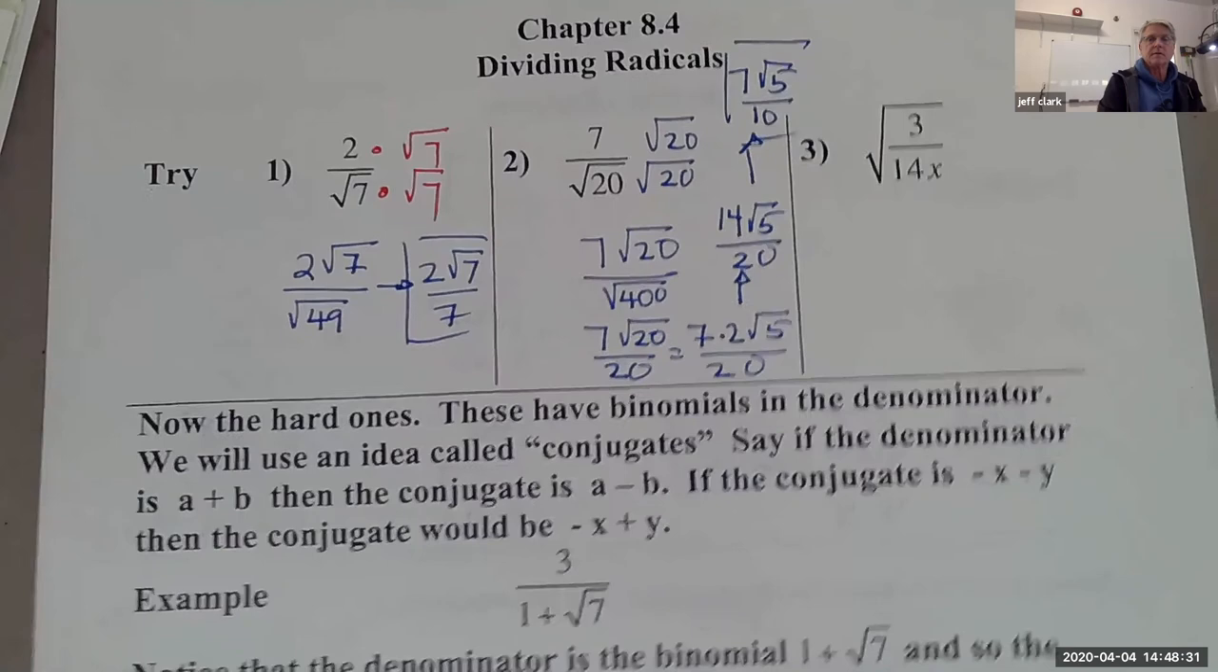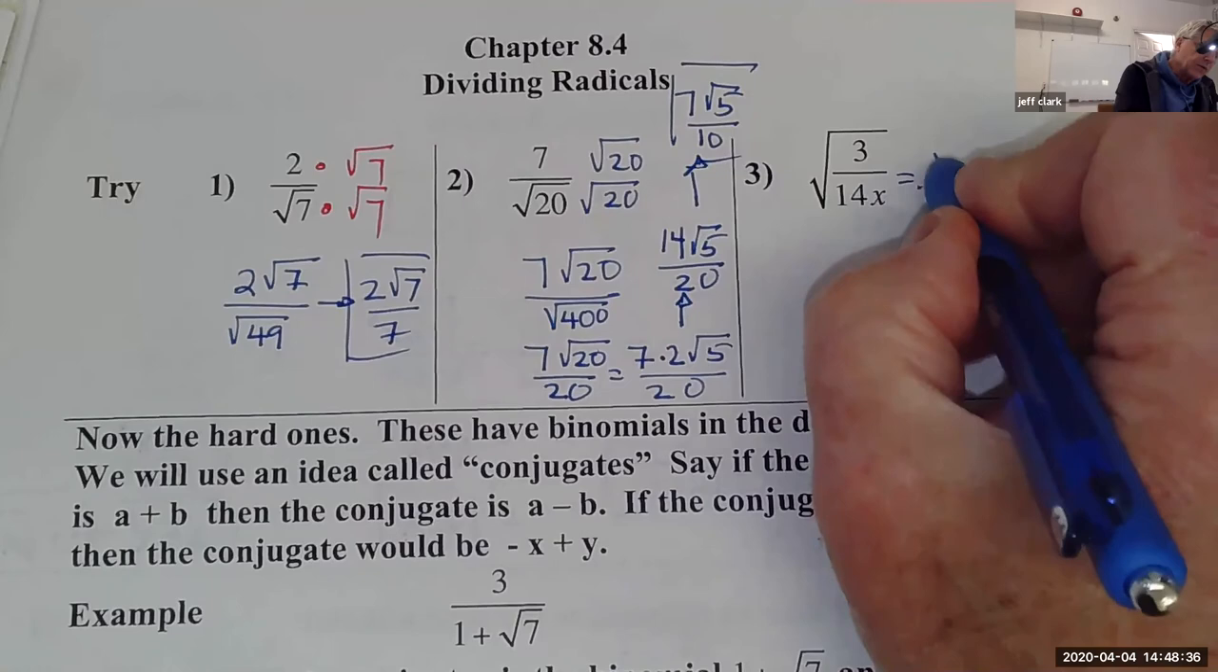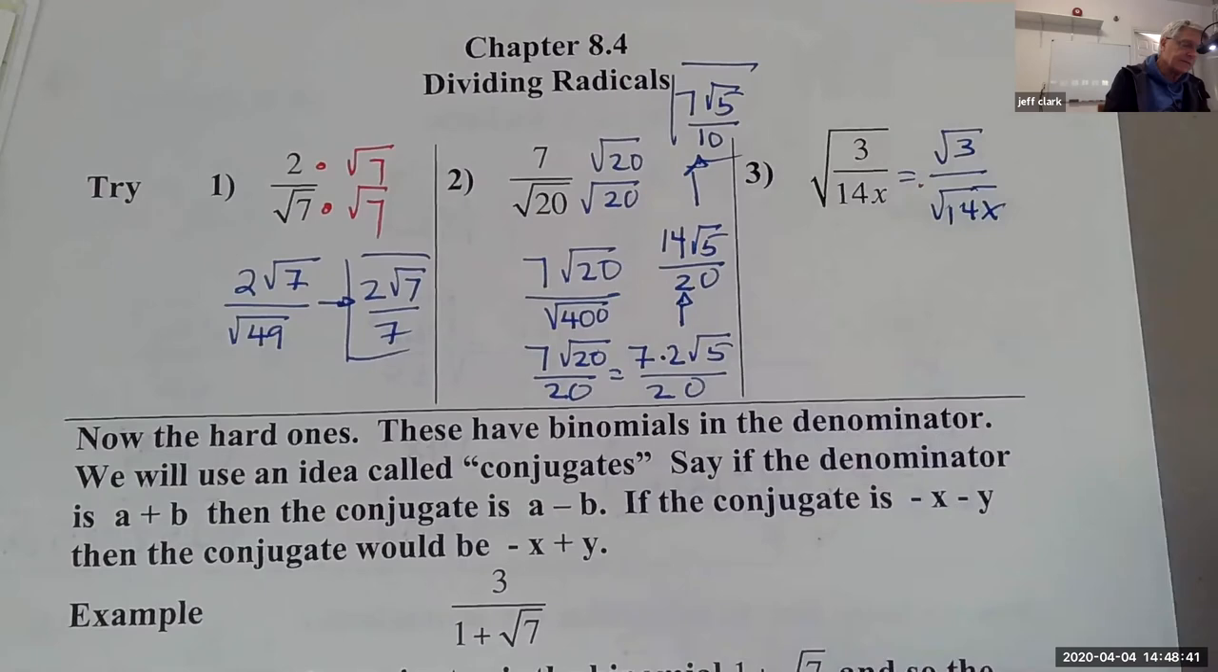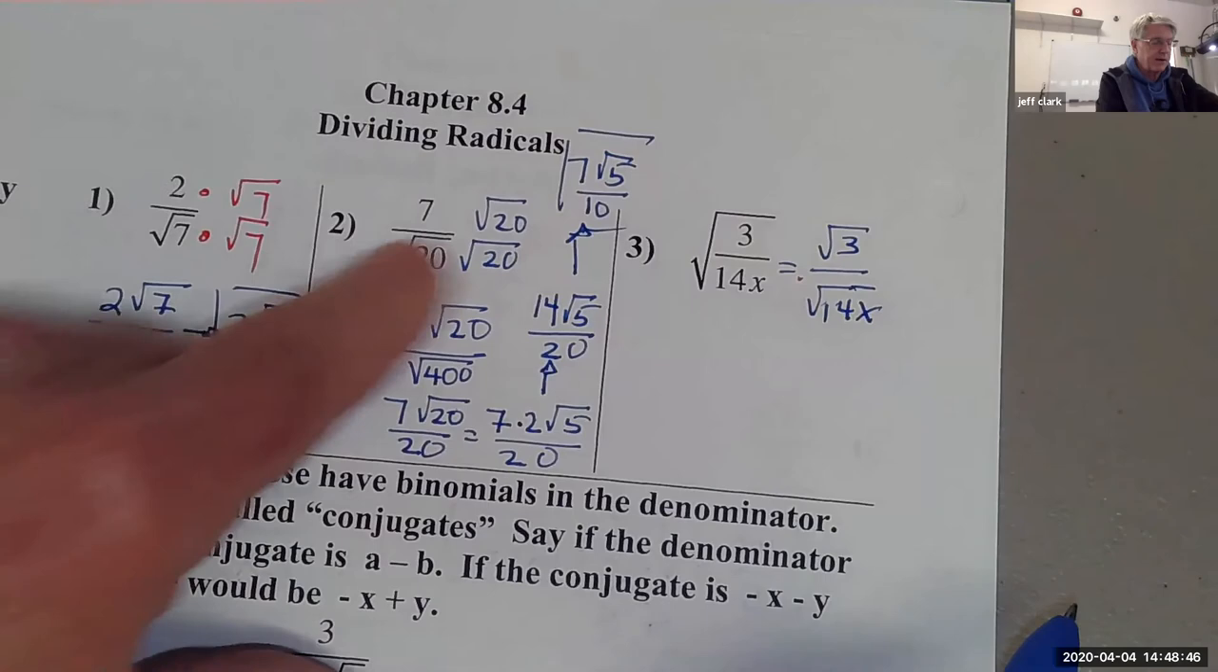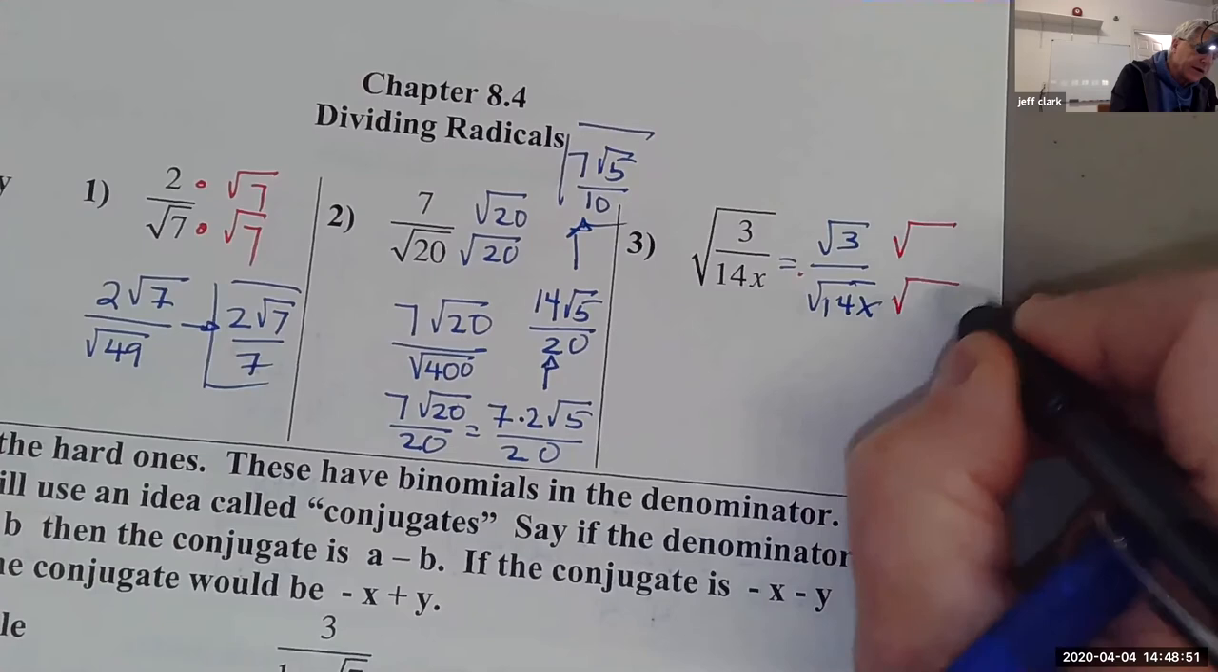And finally, this one here. Okay, this one here, you can go root 3 over root 14x is what you're going to do. You see how these two fractions are separated, or the numerator and denominator are separated? Separate this out into two pieces, and then it's all about the denominator, cleaning this thing up. So you're just multiplying it by itself.